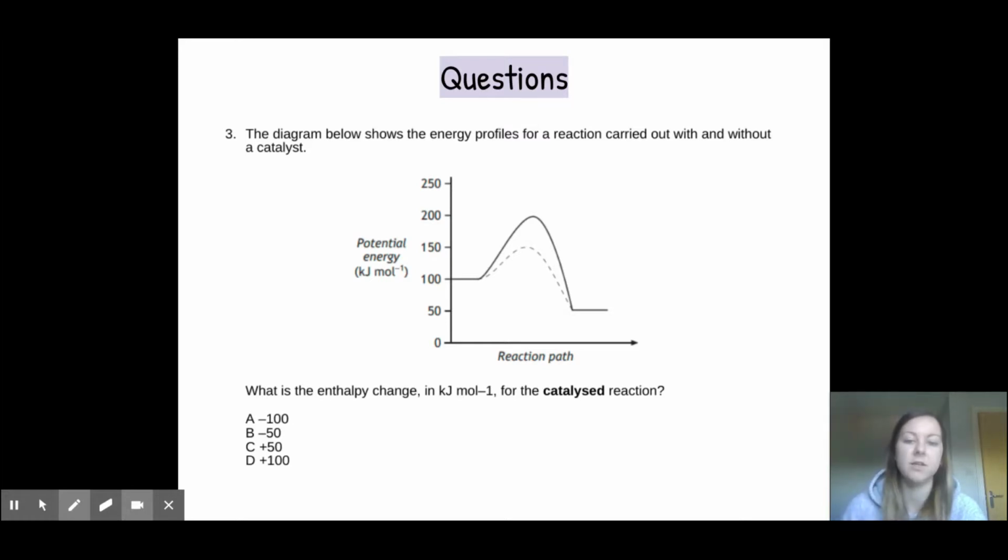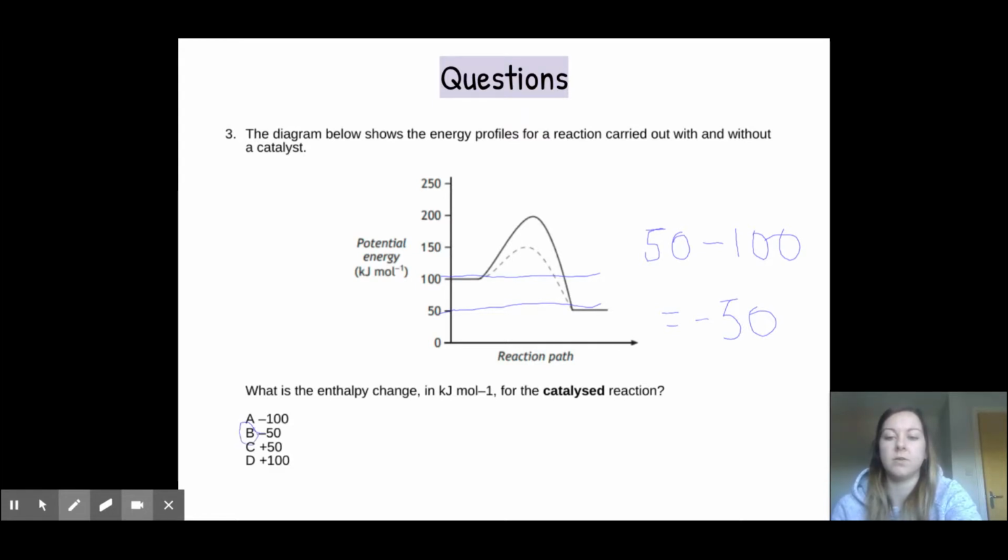What the question is asking is what is the enthalpy change for the catalyzed reaction? Now, in this example, when we're asked for the enthalpy change it doesn't have anything to do with the activation energy. I just wanted to show you that while we were talking about it a wee second ago. So the enthalpy change is always products minus reactants. Our products here are at 50, our reactants are at 100. So 50 take away 100 is minus 50. So that is going to be answer B.